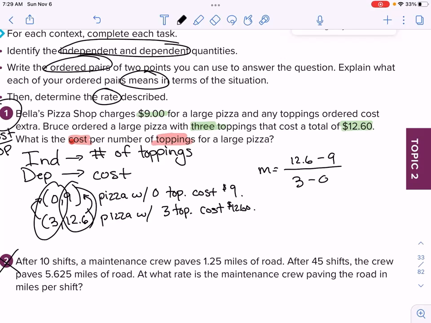Anyways, what's 12.6 minus 9? Well, what's 12 minus 9? 12 minus 9 is 3. I got that 60 cents on top of it, so it's 3.6. And then 3 minus 0 is 3.